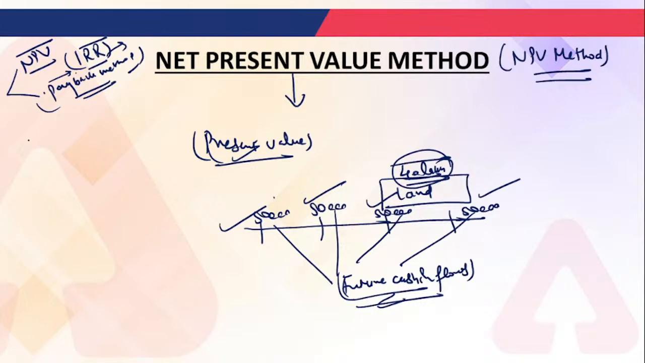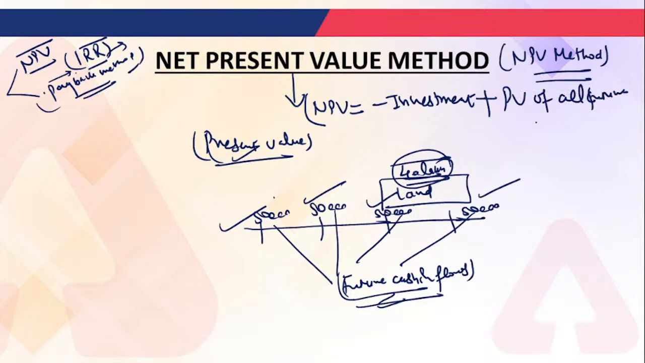The formula is quite simple to understand. Net present value is equal to the present value of all future cash inflows minus the investment, or cash outflow. So this is your net present value method.